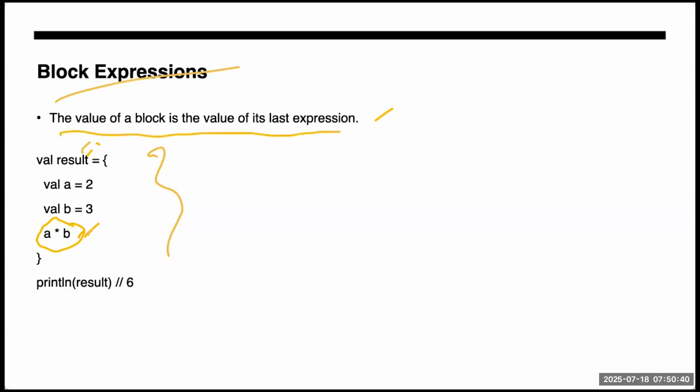The value of a block is the value of its last expression. Let's suppose you are doing many things inside it, and at the end whatever you return, it will assign that value to the result. So this we call the block expression. This is the way you can write programs in Scala, but you cannot write block expressions like this in Java.